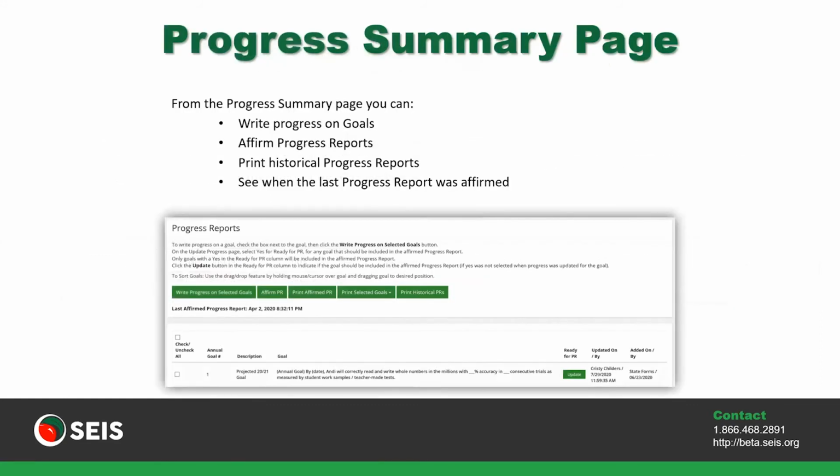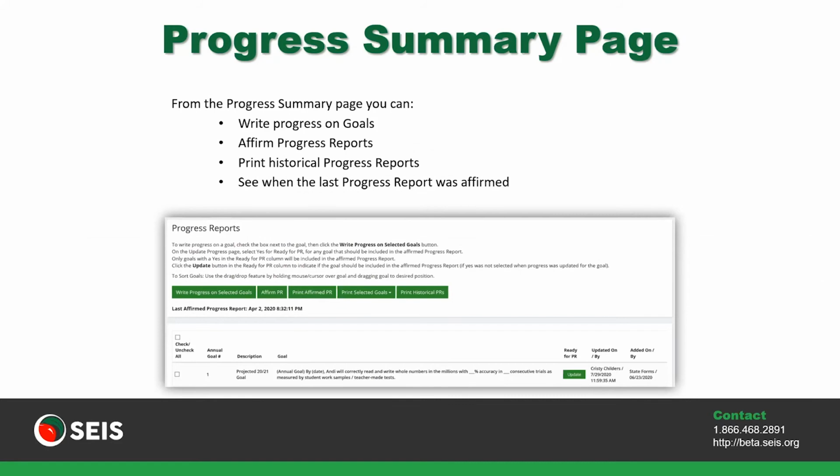Now, let's say I click on that right icon, I'll be directed to the progress report summary page. Here is where I can update progress on goals. I can affirm progress reports. I can print any historical progress reports if for some reason I need to do that. And you can also see when the last progress report was actually affirmed. If you look under all these buttons on that screenshot, it says last affirmed progress report. So you can know when the last progress report was affirmed.